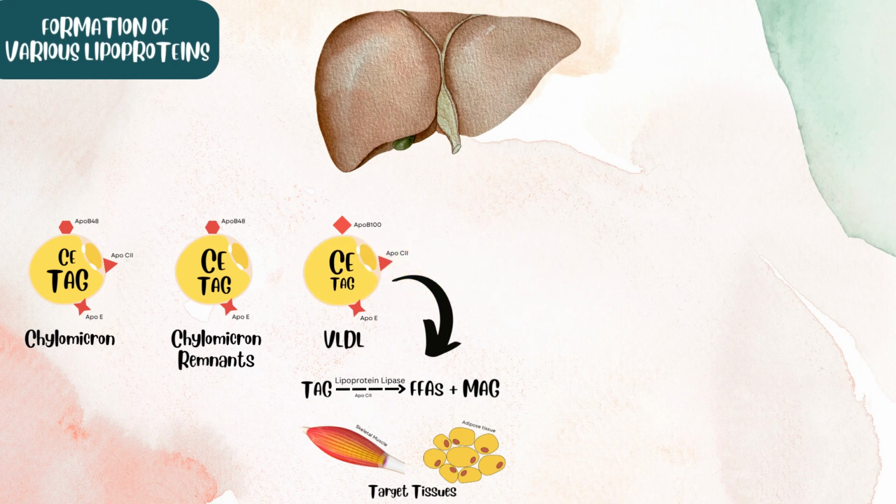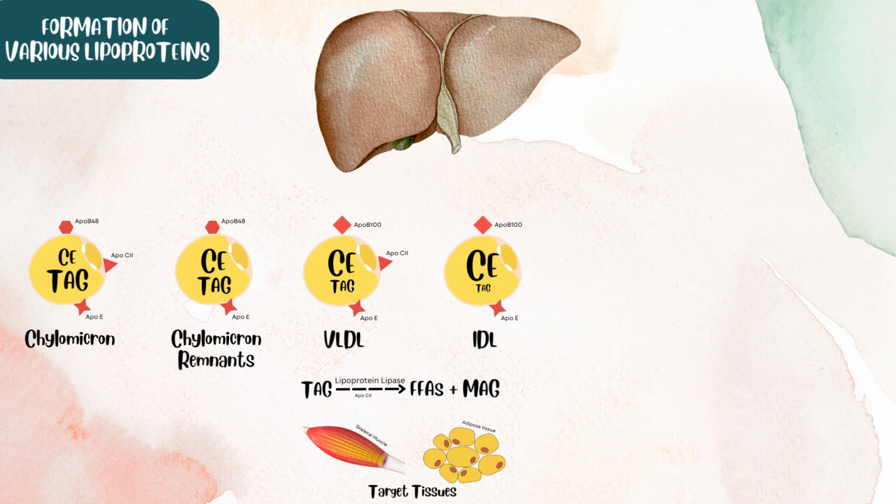VLDL is subsequently transported to adipose tissue and muscle, where again lipoprotein lipase facilitates the hydrolysis of triglycerides into free fatty acids and monoacylglycerol. Free fatty acids can then be stored in adipose tissue or used for energy metabolism by muscle. The loss of triglycerides from VLDL results in the formation of intermediate density lipoproteins, IDL, which are also referred to as VLDL remnants. Again, ApoC2 will be released back to HDL after the formation of IDL.